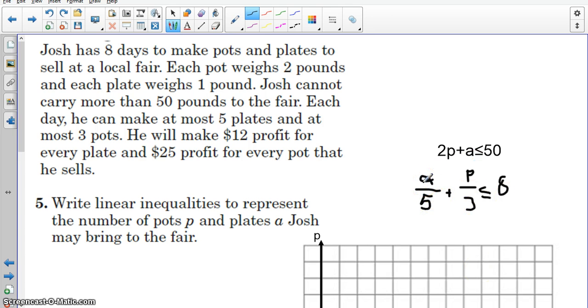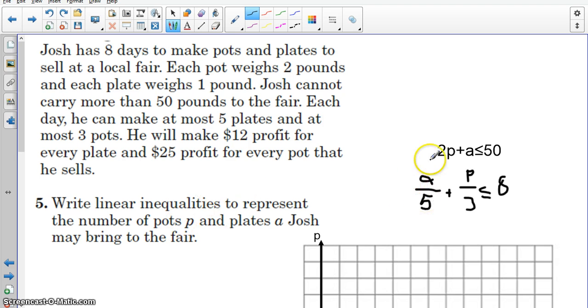So he makes 40 plates. 40 over 5 is 8 days. That would eat up the whole time. And so actually I gave up one of the vertices just now, because that's the combo of 40 plates and no pots. Okay? So if he made 40 plates, 40 divided by 5 is 8. It would take all 8 days to make those 40 plates.